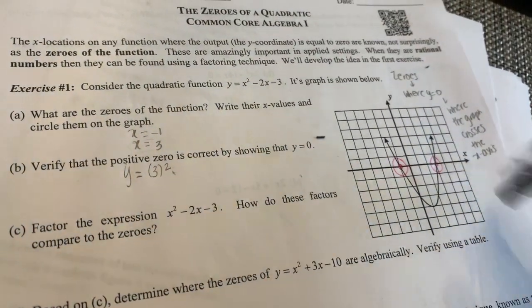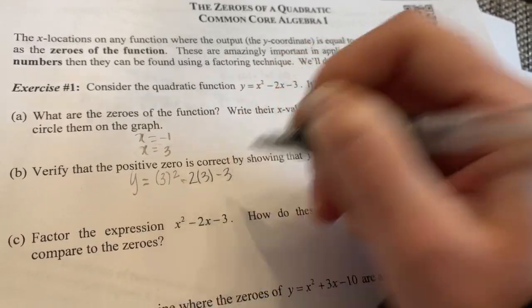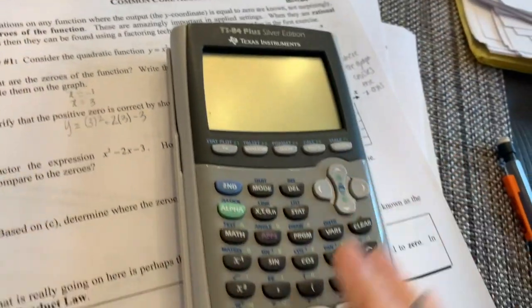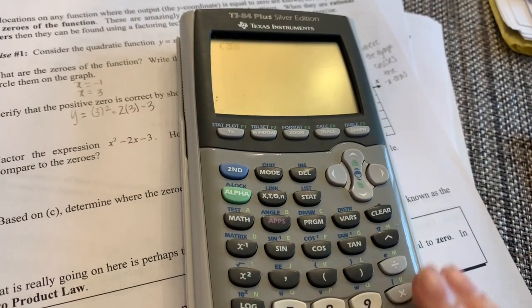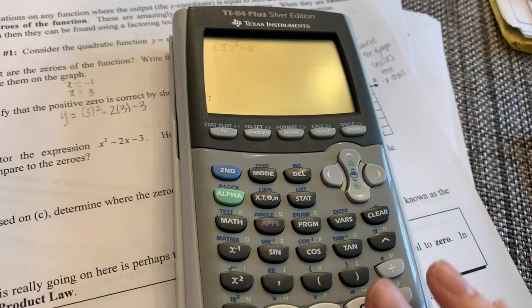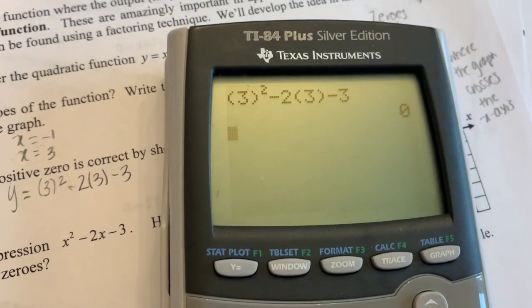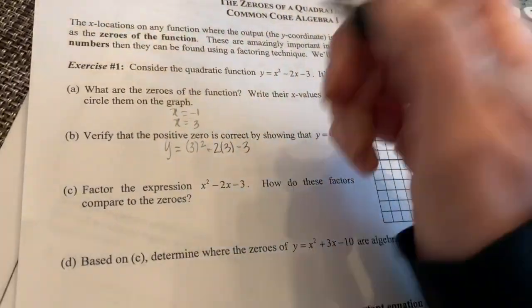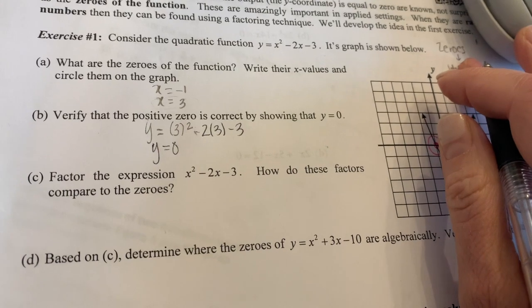I'm going to switch to a pen. Minus 2 times 3, minus 3, okay? And remember, you don't need to make yourself stressed out. Just plug everything right in your calculator. 3 squared minus 2 times 3 minus 3 equals 0. So we have verified that y does indeed equal 0.